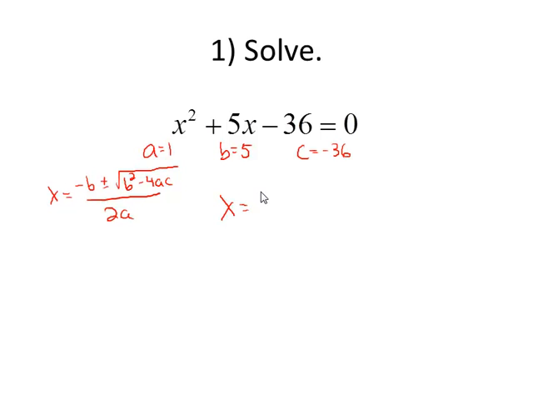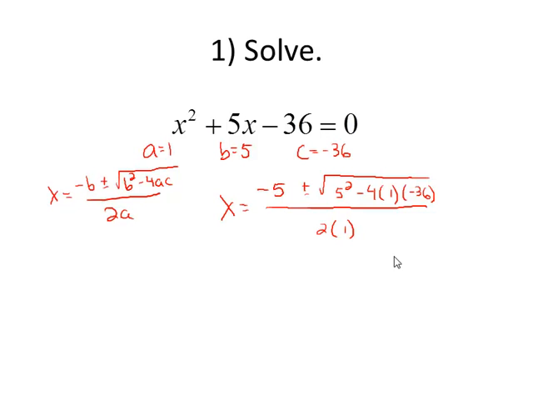So that's going to be the opposite of 5 plus or minus the square root of 5 squared minus 4 times our value of a, which is 1, times our value of c, which is negative 36. And this is all going to be divided by 2a, or 2 times 1. We want to simplify the radicand and the denominator. So x is going to be equal to negative 5 plus or minus the square root. Let's see, that's 25 plus 144, that's 169, divided by 2.